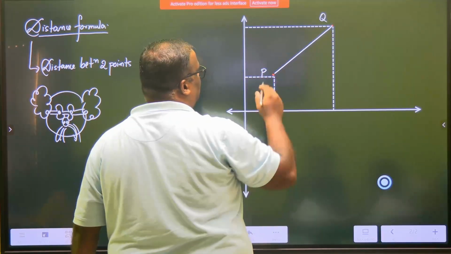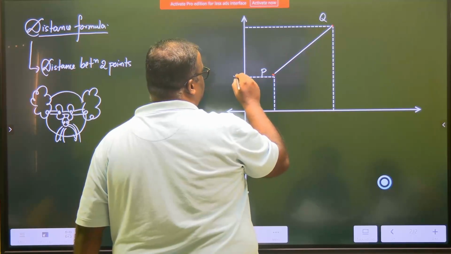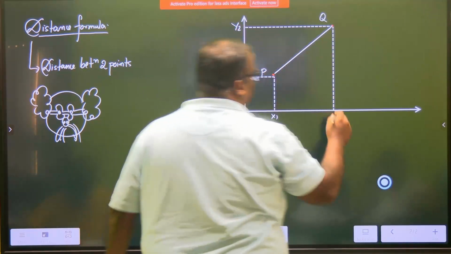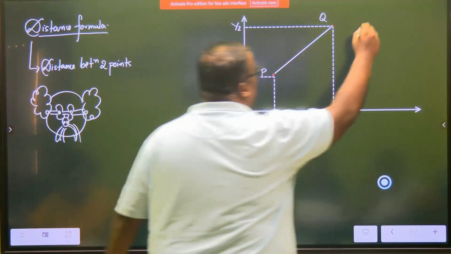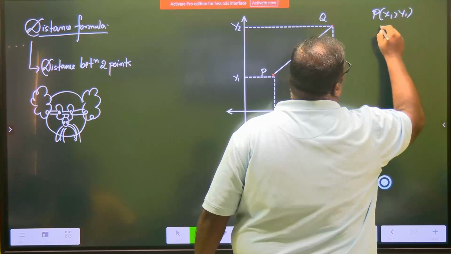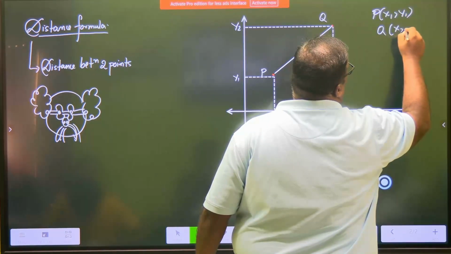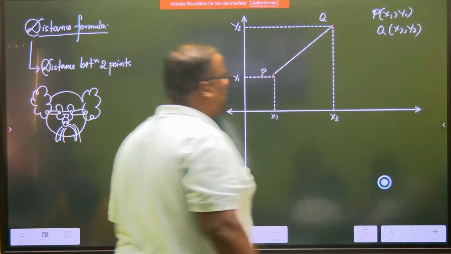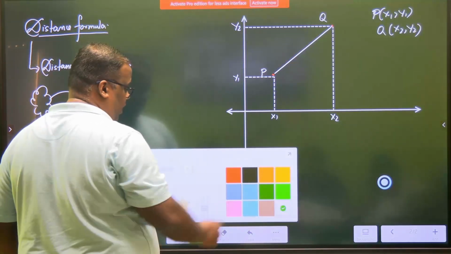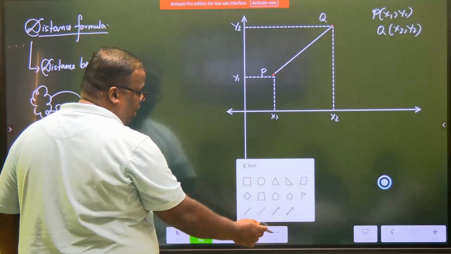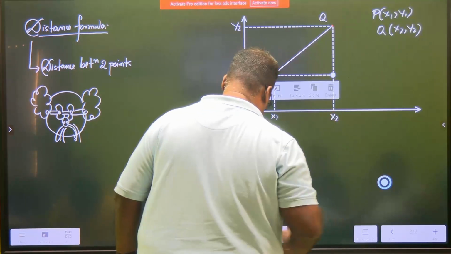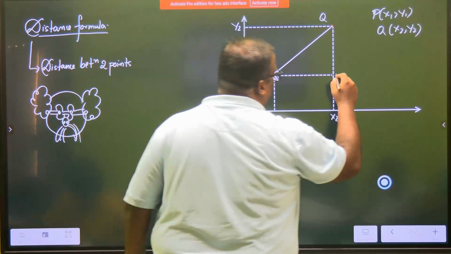So the problem starts. P has points x1, y1, and Q has x2, y2. That means when we started our problem, P was having a coordinate x1, y1, and Q was having a coordinate x2, y2. Do you understand or not? Okay. And what we do here, we will be completing one imaginary triangle, and we name this point as say R.